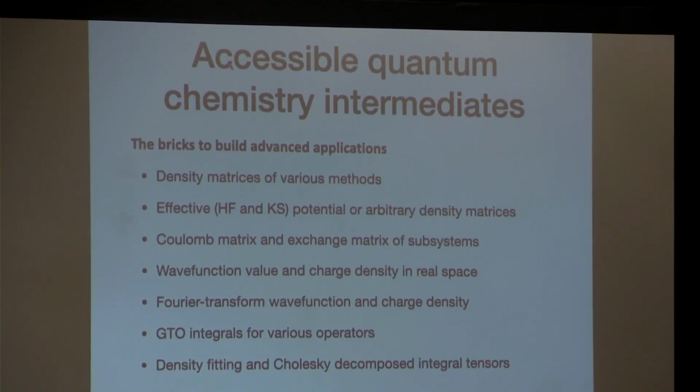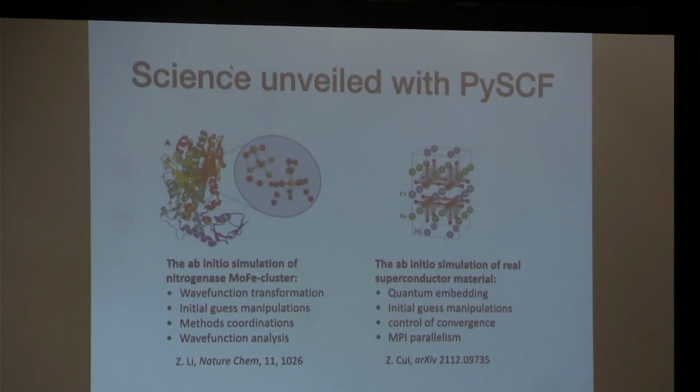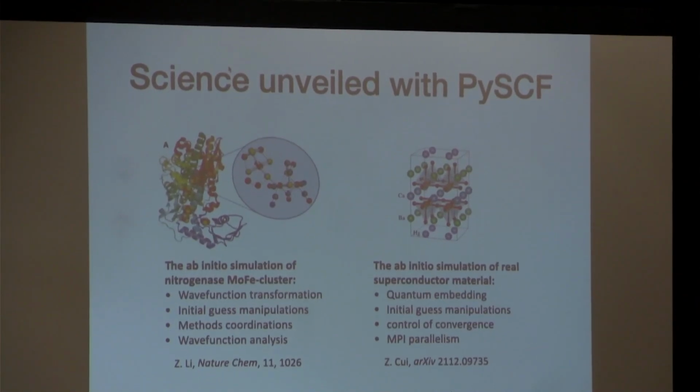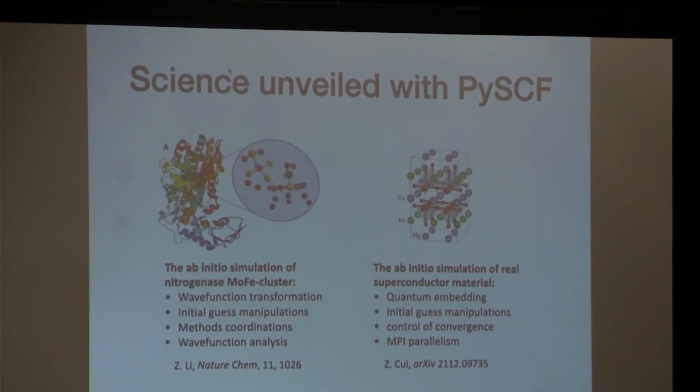Now let me give you some examples of why we need those, and how we can use these APIs to do research and find new science. This one is about nitrogenase. These two examples were published in the recent three years. I'm not going to go into the details of that research because it's a technical meeting, and basically they are using the fundamental APIs provided by PySCF.